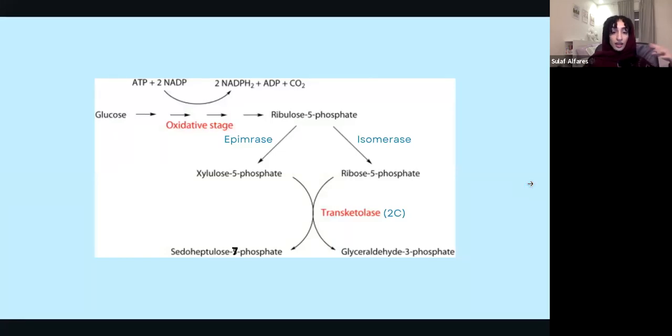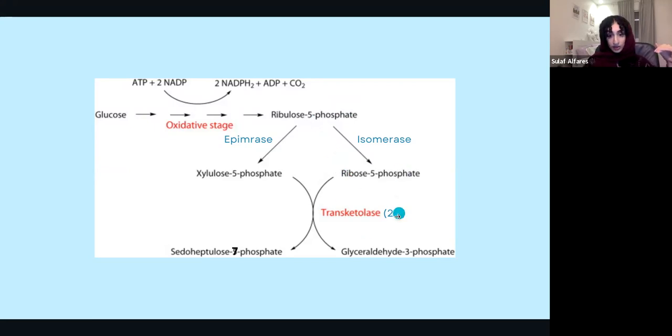Now let's talk about that one important reaction in this phase. The last thing we get from the oxidative stage is ribulose 5-phosphate, and it has two fates. It's either going to be turned into xylulose or ribose, by two enzymes, epimerase and isomerase. I added them myself. I don't think you need to know them. They weren't mentioned in your lecture. This is just for your information. Anyways, ribulose is going to give us two things, xylulose and ribose.